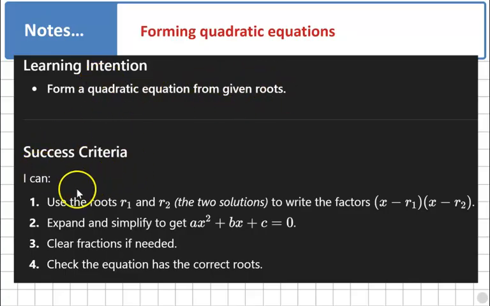Success criteria. I can use the roots r1 and r2, the two solutions, to write the factors x minus r1 multiplied by x minus r2. Expand and simplify to get ax squared plus bx plus c is equal to 0. Clear fractions if needed. Check the equation has the correct roots.